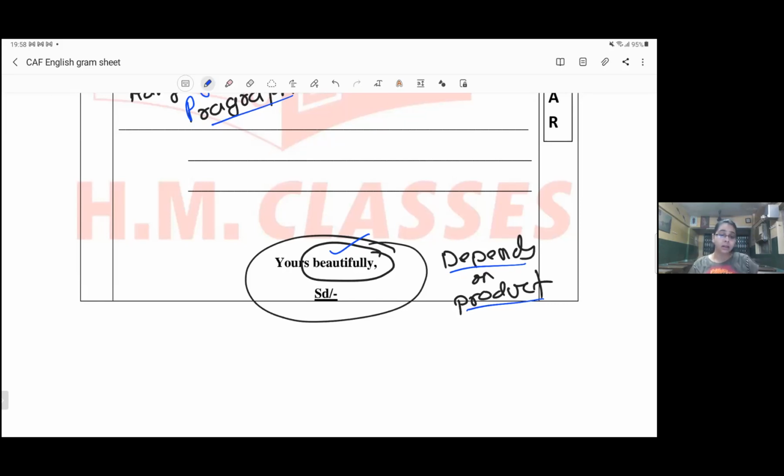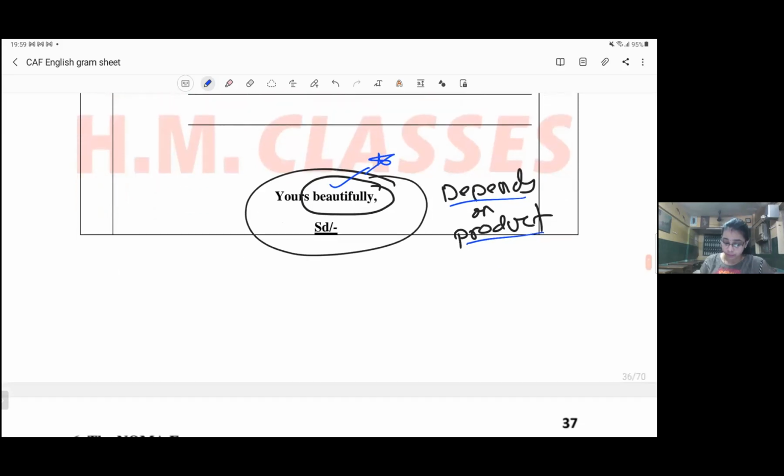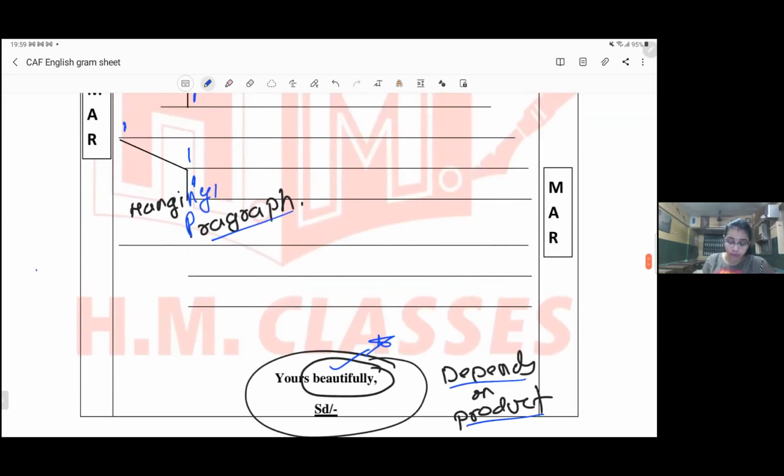Now, the difference is that I am talking about the product because it is a sales promotion letter. We are talking about the product or a particular thing. That's why in the complimentary clause, yours beautifully will only come, because I am talking about the product. And it depends upon the product also, what product you all are talking about. Clear? This is very important.